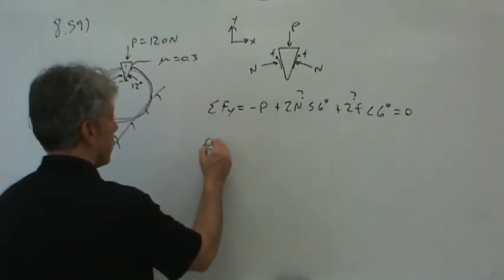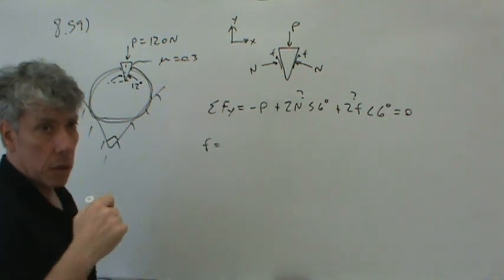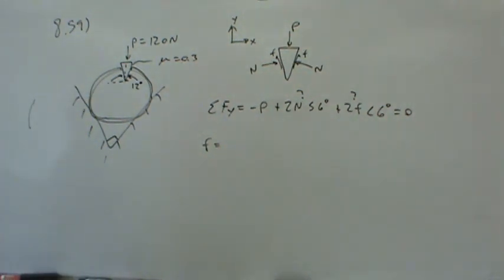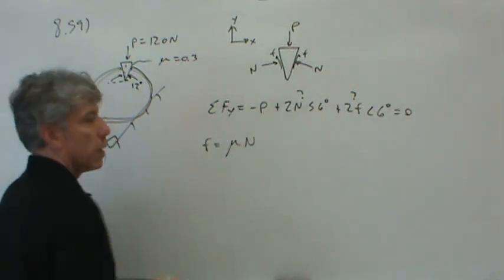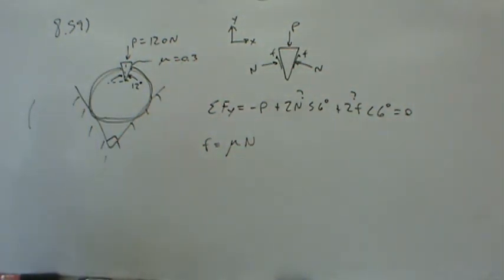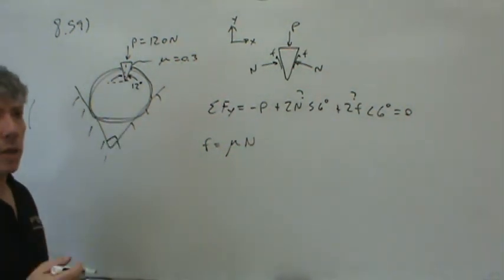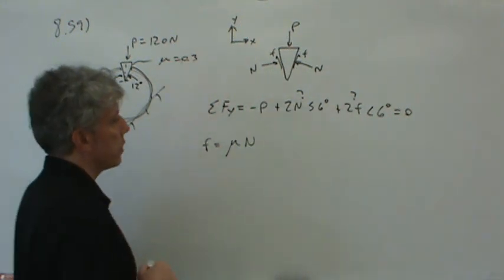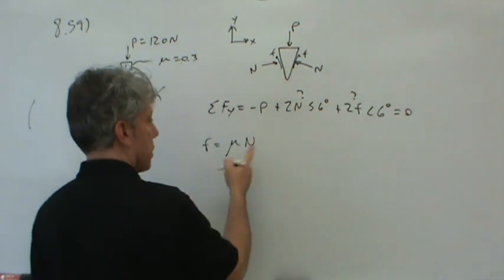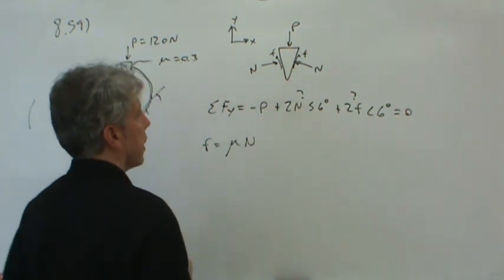Friction force equals what coefficient? 30% of the normal force. Friction, right. Why is it equal to that? Well, because it was slipping, right? It was at the maximum. There was motion, so the friction was at its maximum. So this is the relationship between the friction force and the normal force.